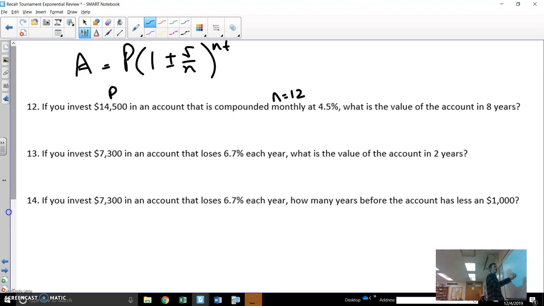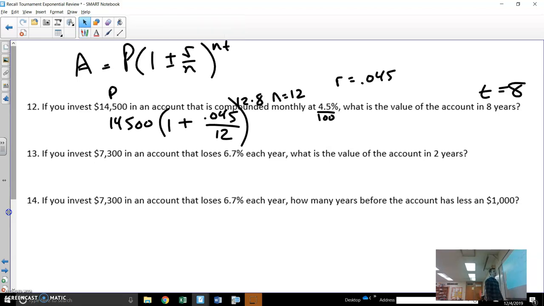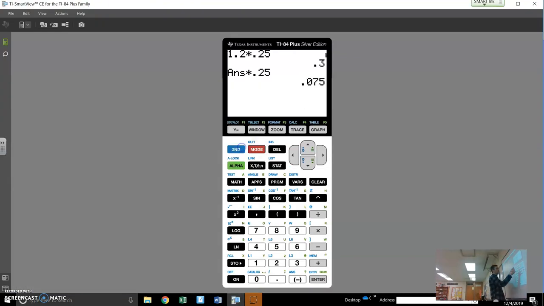This is my R value, but only after I divide by 100. So if I divide that by 100, that is 0.045. And then lastly, they give me the time. They want me to do 8 years. So I'm going to replace everything in the formula. 14,500, 1 plus my interest rate divided by the compounded of 12. And then my power is going to be nt, or 12 times 8. So let's go to the calculator and see what that would be.